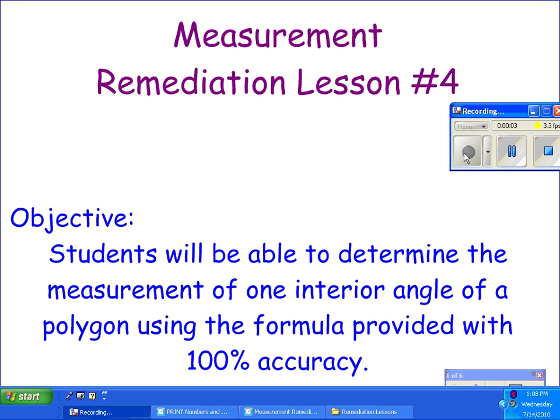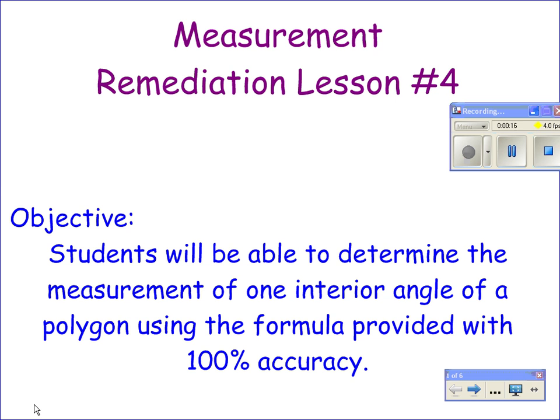Hello, welcome to Remediation lesson number 4 for measurement, which is the final lesson for the measurement category. The objective is students will be able to determine the measurement of one interior angle of a polygon using the formula provided with 100% accuracy.